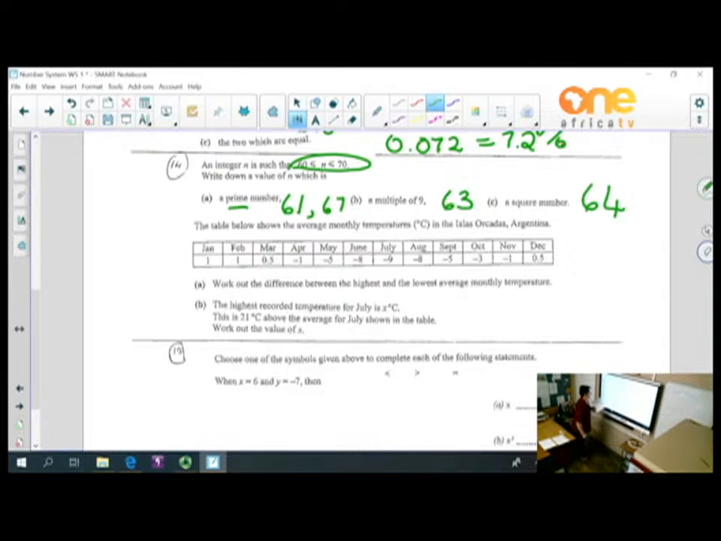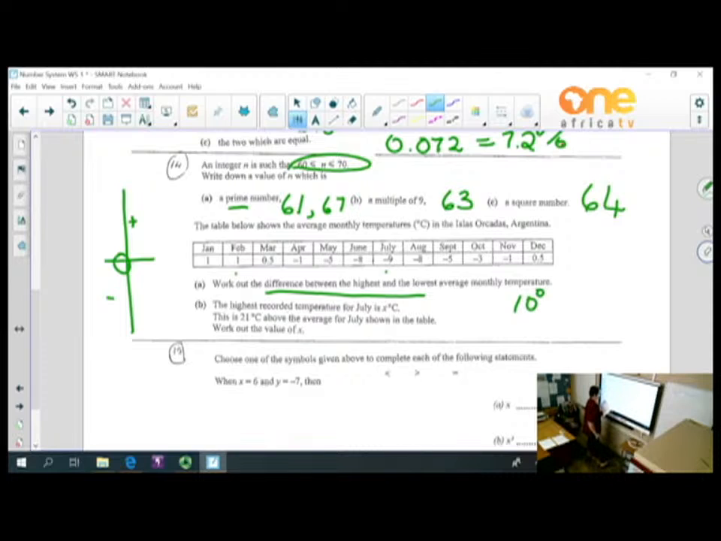64. The table below shows the average monthly temperatures in those cities. Work out the difference between the highest and the lowest one. But now remember, we work with a thermometer. So this is positive values and this is negative values. If you're already negative and you go down, then you're not subtracting but adding. So what is the highest temperature? The highest temperature is 1, and the lowest temperature will be this -9. So the difference between the two is then 10 degrees.